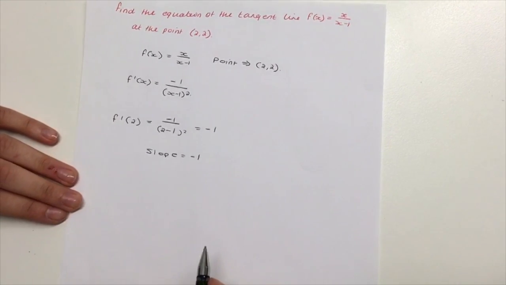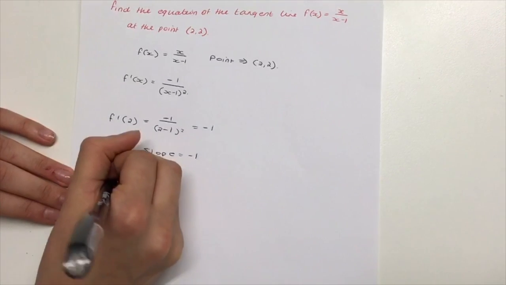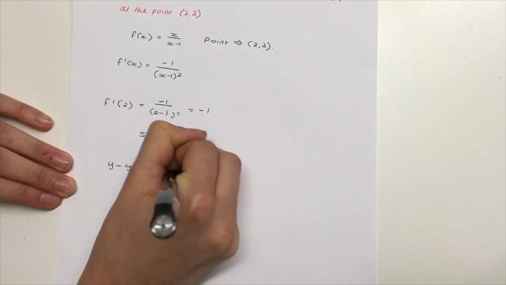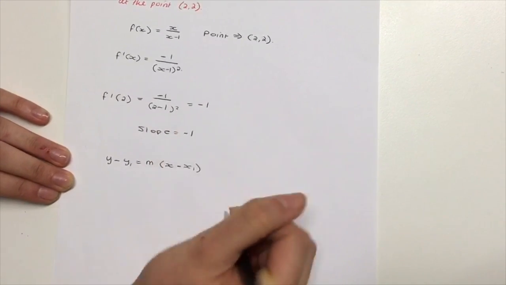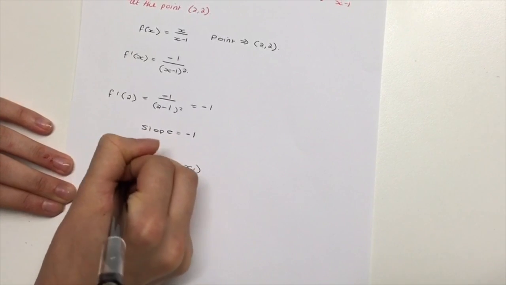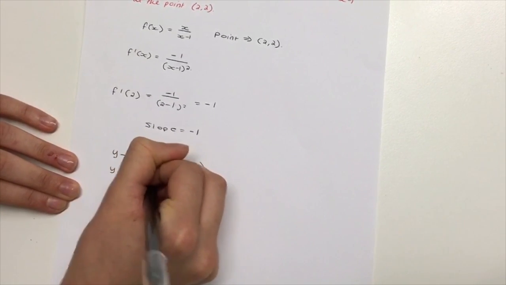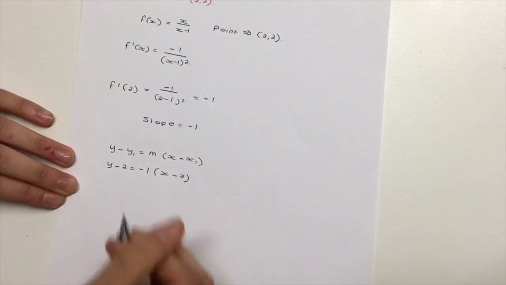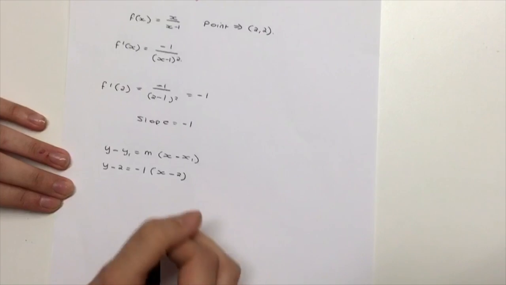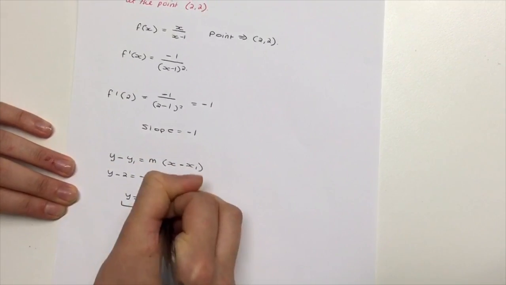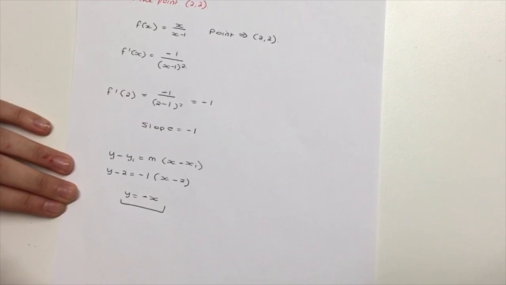Finally, we're going to substitute this into the point-slope equation. And if you expand this out, the equation that you get is going to be y equals minus x. And this is the equation of the tangent line.